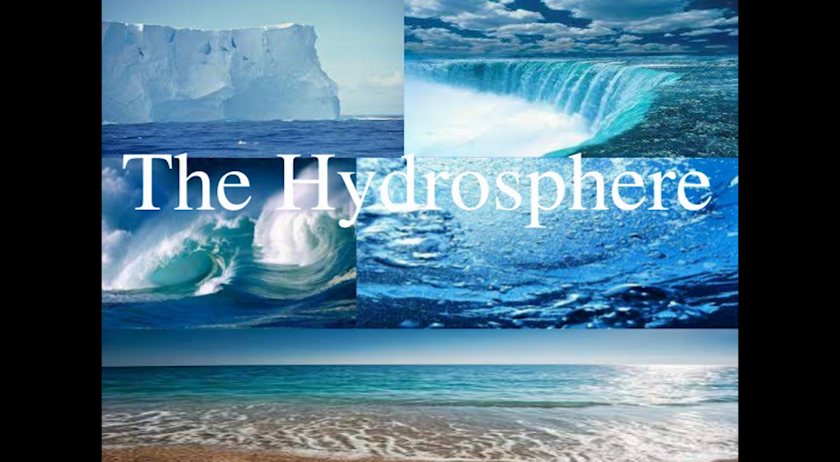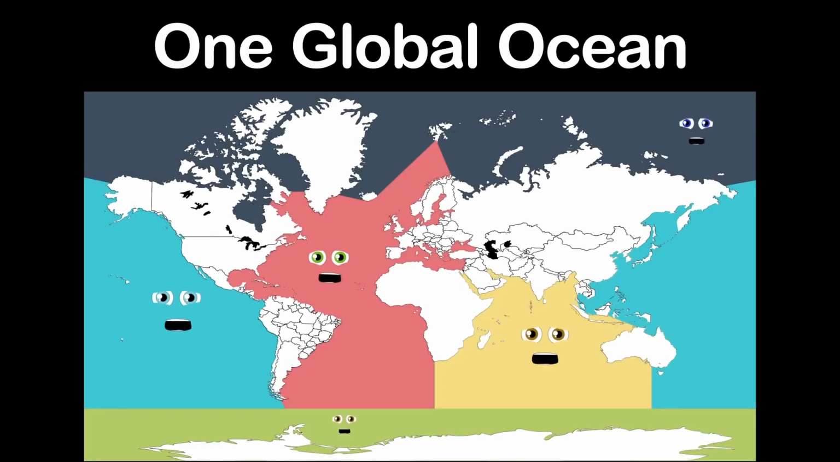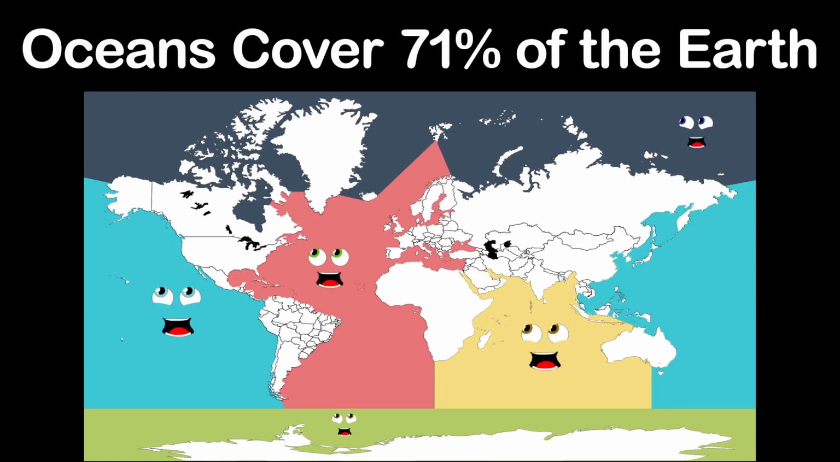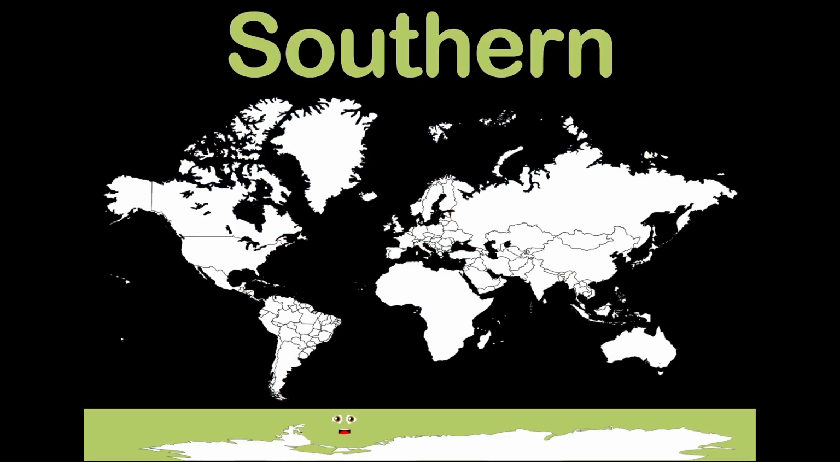Only a very little part of the hydrosphere is in other places. What are those places? These places include lakes, rivers, in the air, and under the Earth's surface. The ocean is very large. However, it is divided into different areas. Do you know how many oceans there are? Well, the ocean is divided into 5 areas.